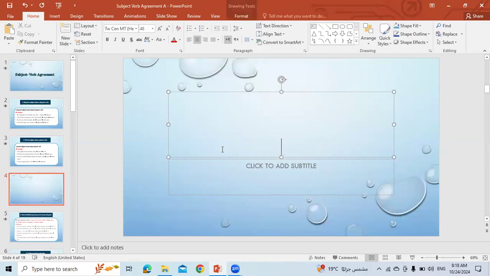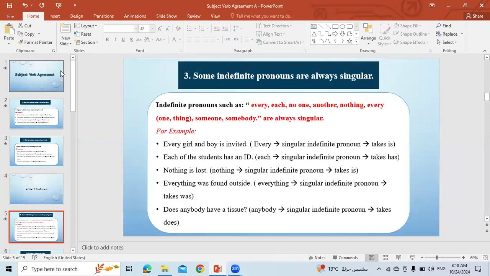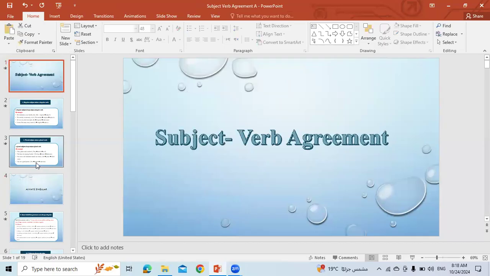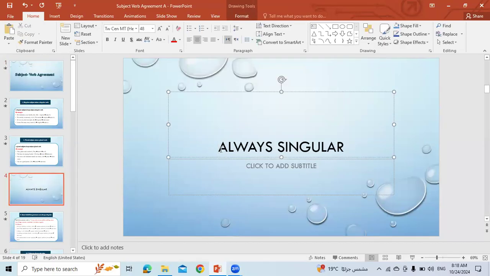So the always singular. Okay. So on your copybooks on the grammar part, when you write this lesson, you begin with the title, subject verb agreement, and then you can write number 1, for example.